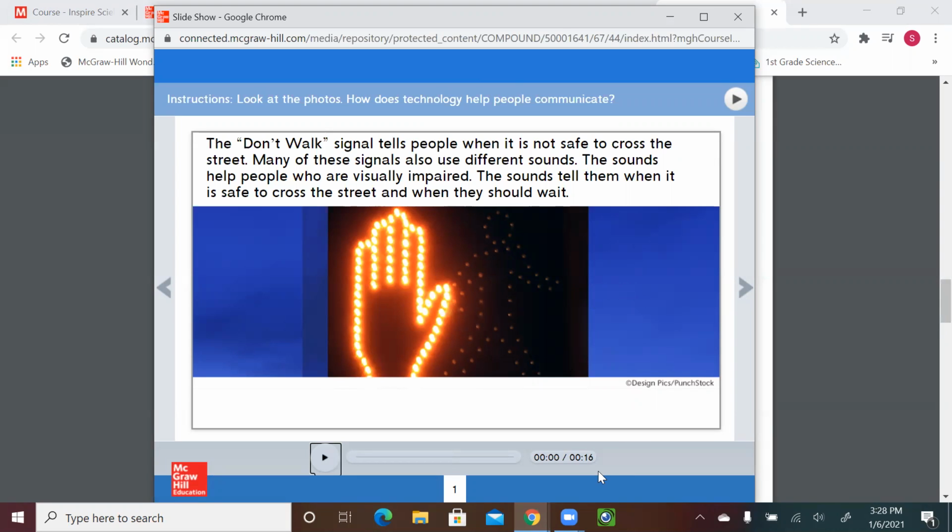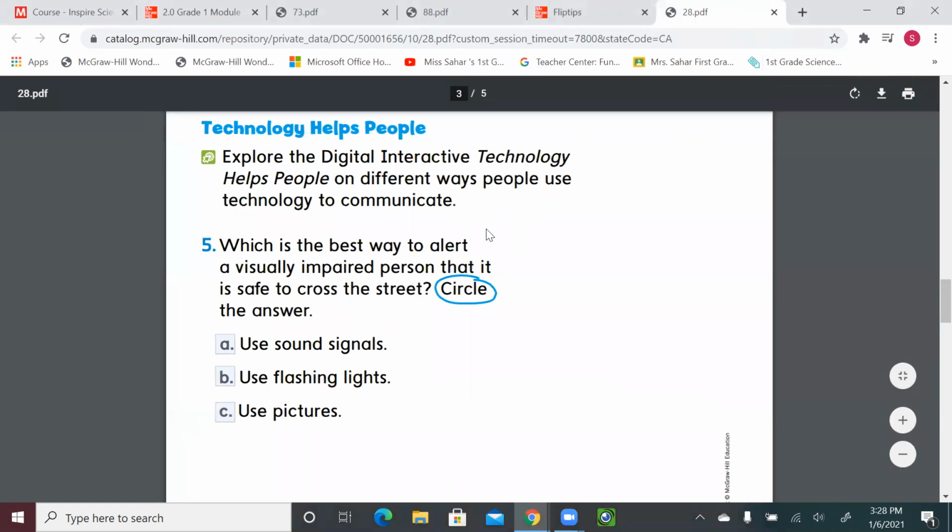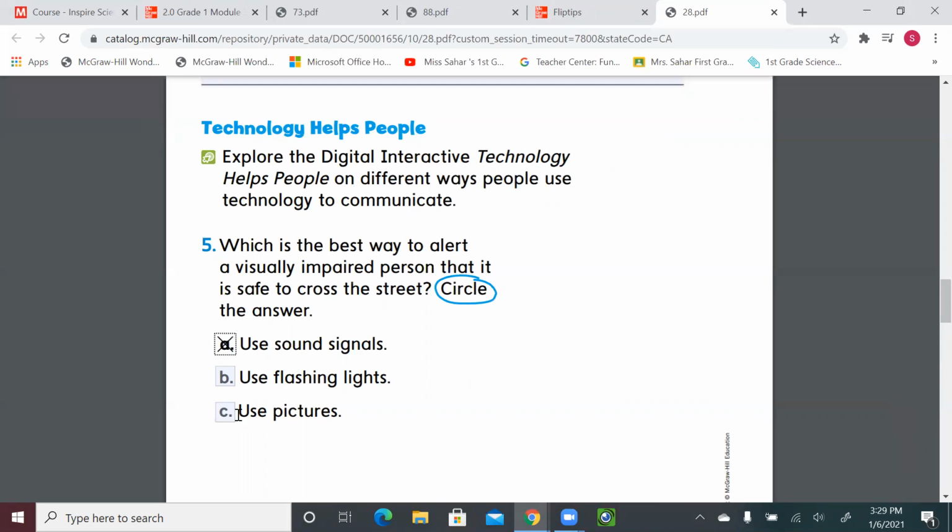All right, so let's go to our question and see which is the best way to alert a visually impaired person that it's safe to cross the street. Circle the answer. People cannot see. You think we should make a sound signal, or flashlights, or use pictures? Very good. We use sound. Awesome.